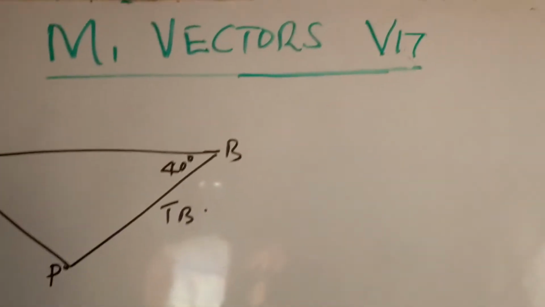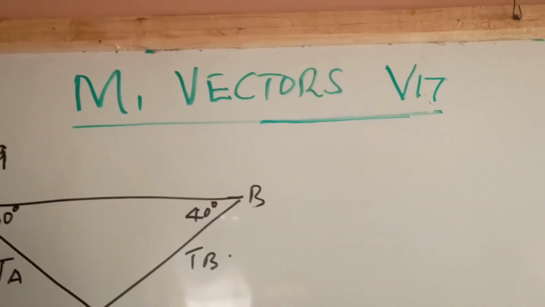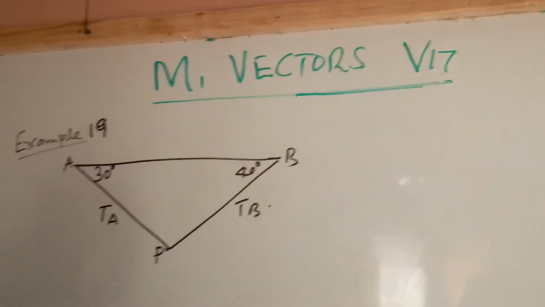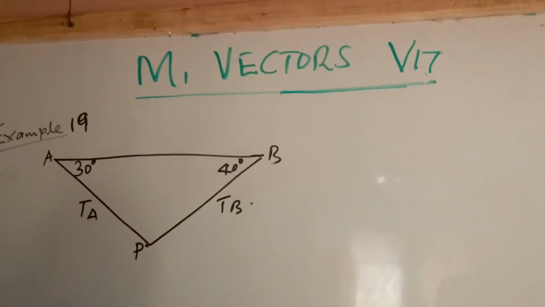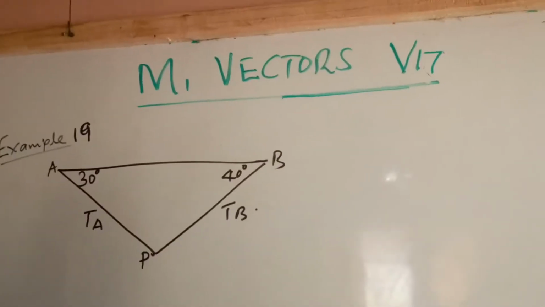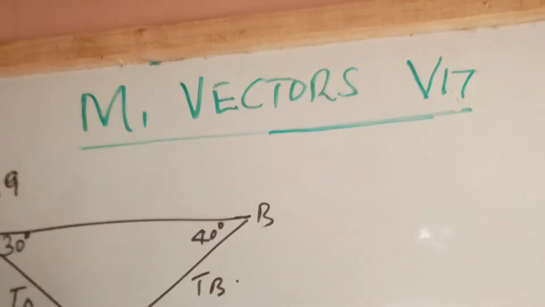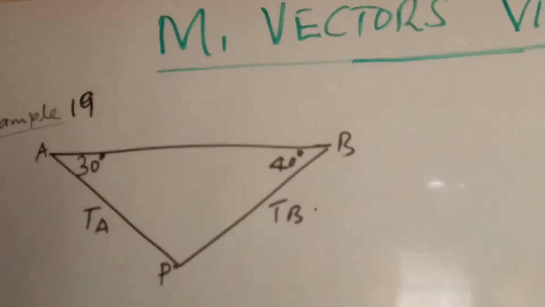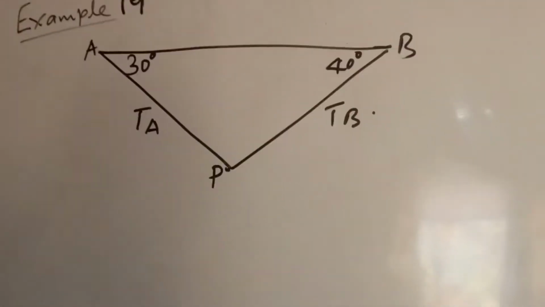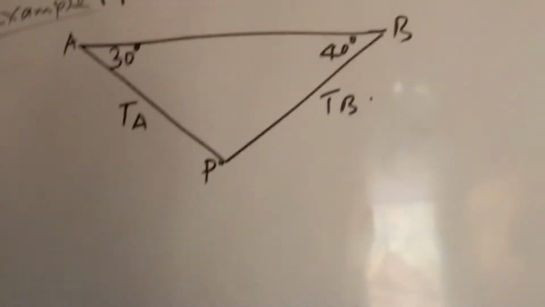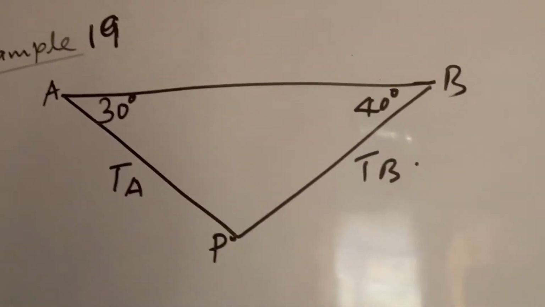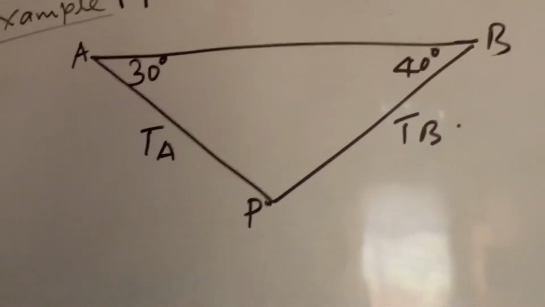And the question is asking: a particle P of weight 7 newtons is suspended in equilibrium by two light inextensible strings attached to P and to points A and B, as the diagram shows. The line AB is horizontal. Find the tensions in the two strings.